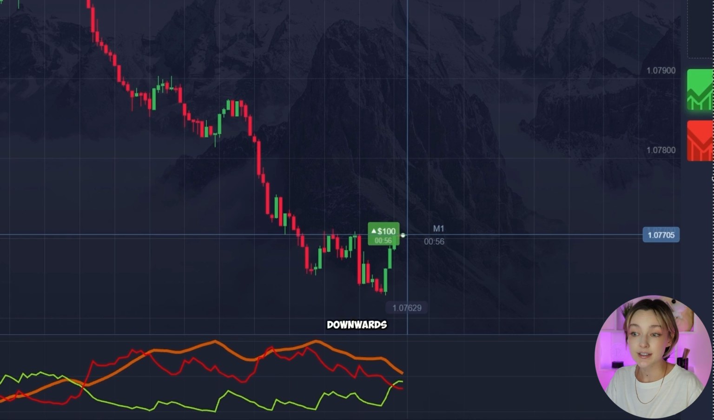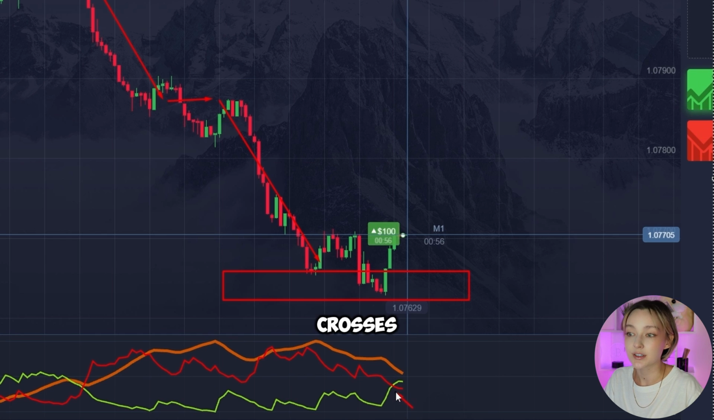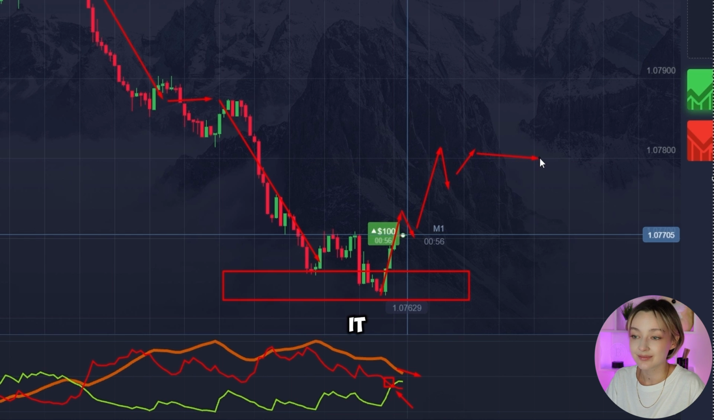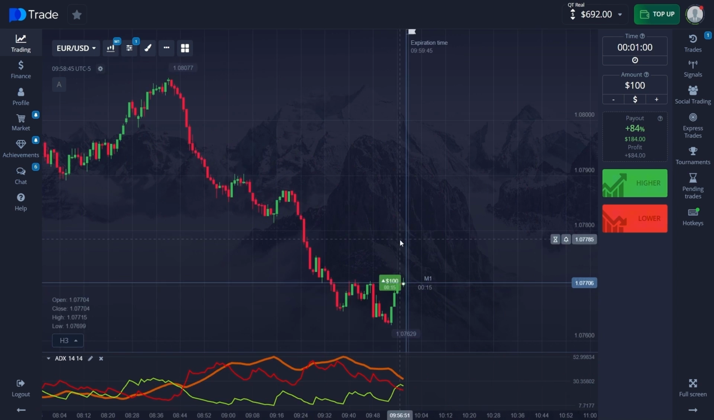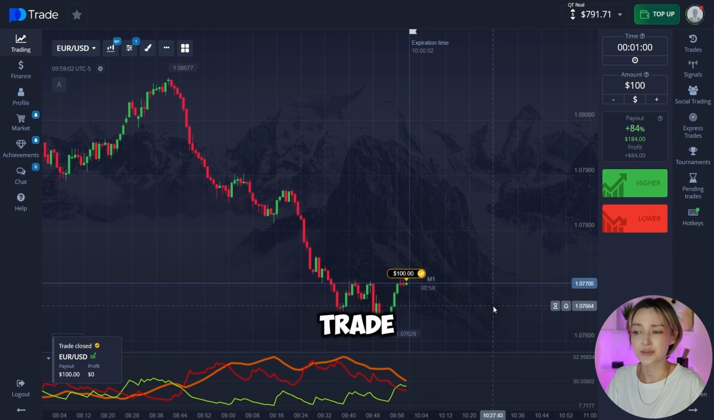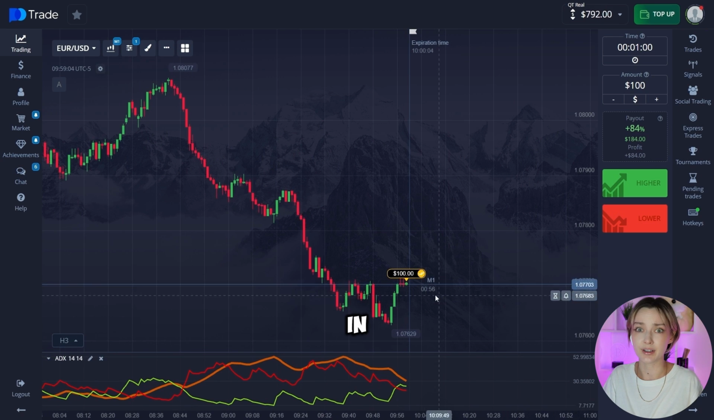The price was heading downwards and stumbled upon the support level. There's also a signal on the indicator. The green line crosses the red one. So here is our support level. Right here, the price is very likely to bounce off of it. Our trade closed neutrally, neither in profit nor in the negative.